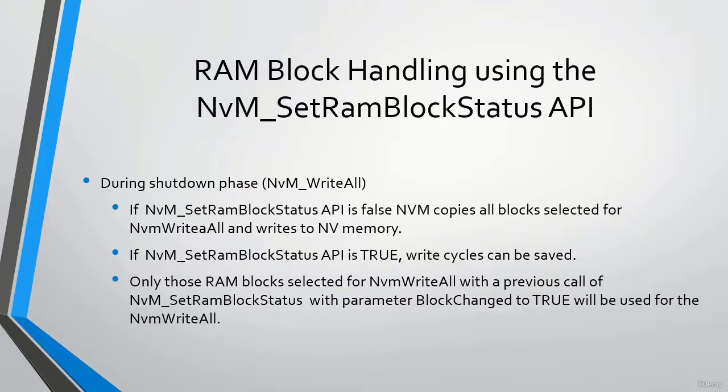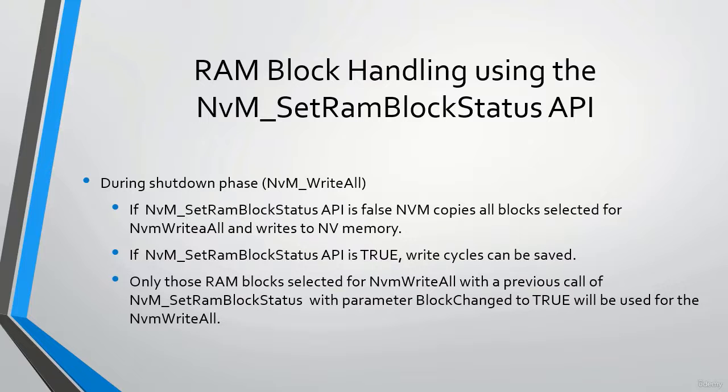So suppose there are two use cases: one is when this API is not available, and the other is when it is available. When the set RAM block status API is not enabled, we have no option but to write all the blocks to NV memory during NVM write all. So this will not help in saving write cycles.